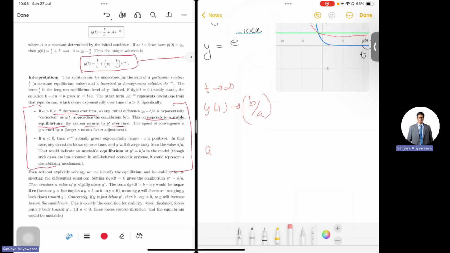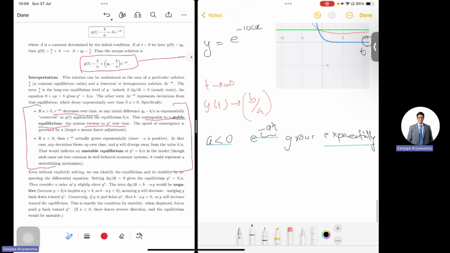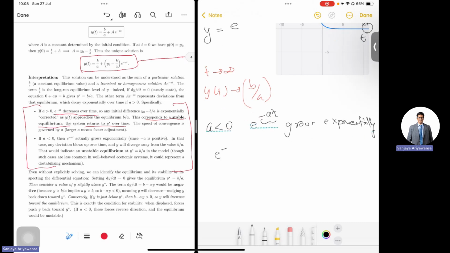But what happens when a is negative? That's key. When a is negative, e to the power minus at grows exponentially. Why is that? Because the term becomes positive. When a is negative, this term becomes positive. For example, say a is minus 2. Then e to the power minus at is e to the power 2t.